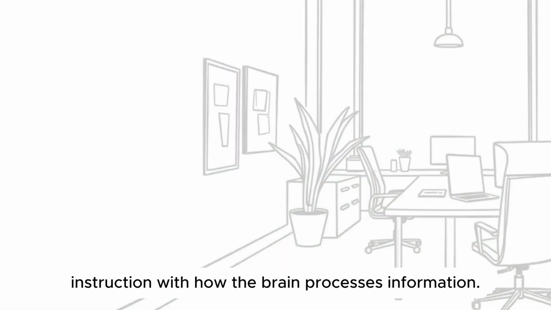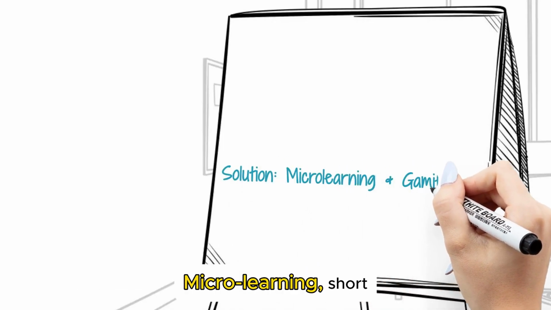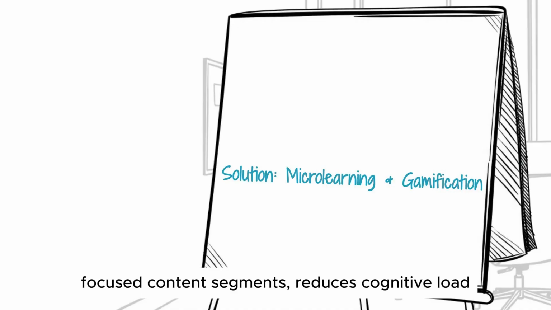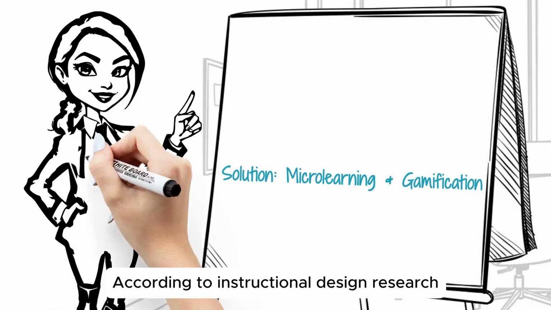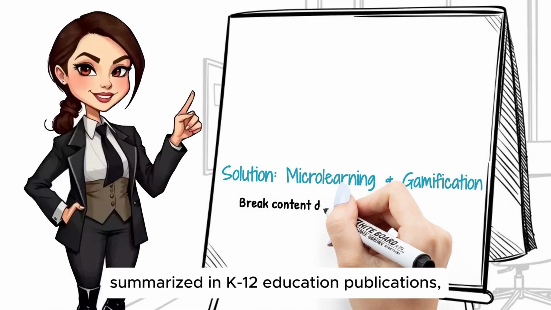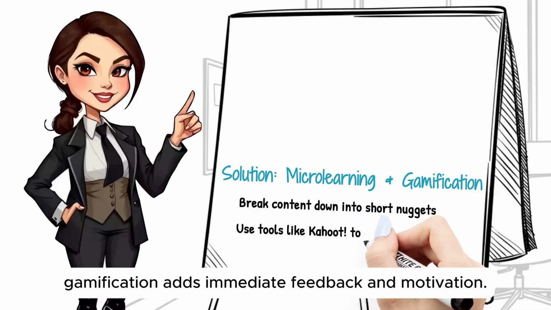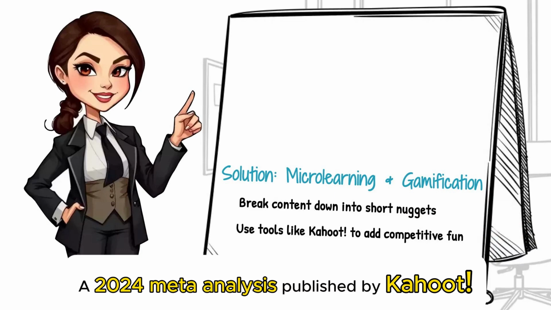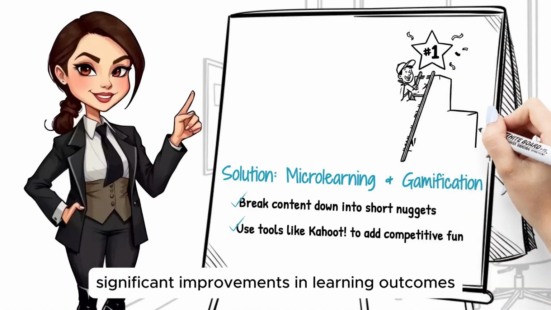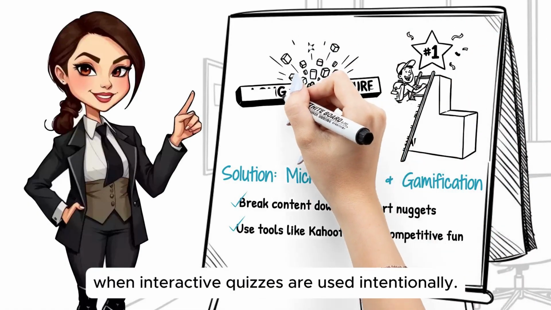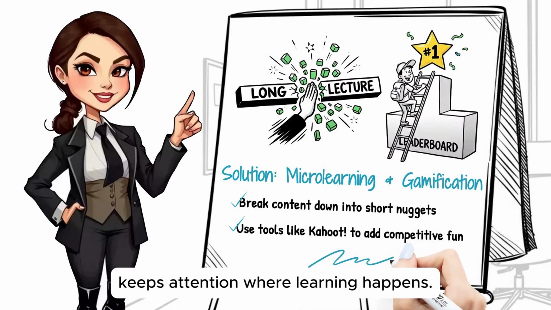Effective solutions align instruction with how the brain processes information. Micro-learning, short, focused content segments, reduces cognitive load and increases completion rates, according to instructional design research summarized in K-12 education publications. Gamification adds immediate feedback and motivation. A 2024 meta-analysis published by Kahoot reports statistically significant improvements in learning outcomes when interactive quizzes are used intentionally. Short content plus fast feedback keeps attention where learning happens.